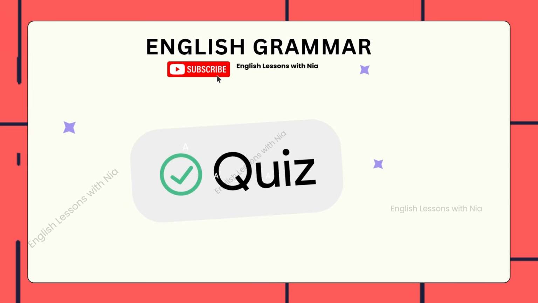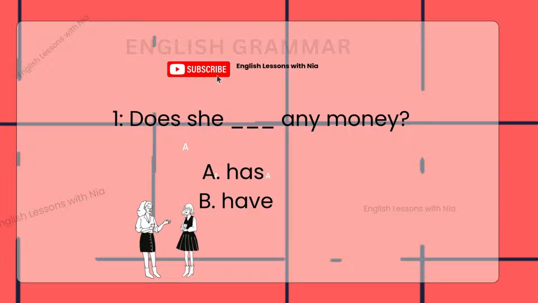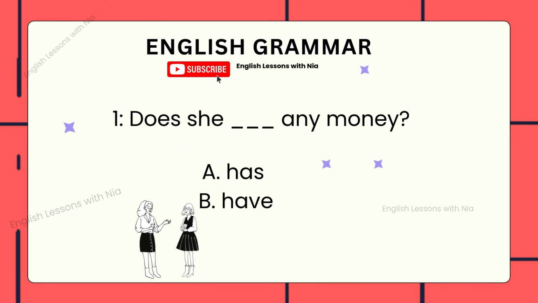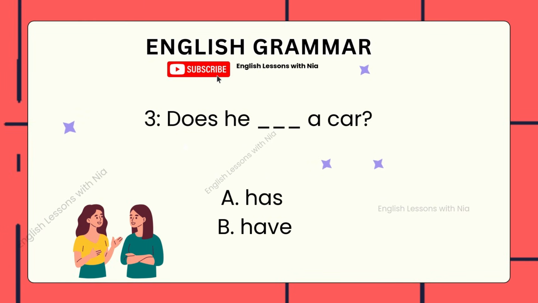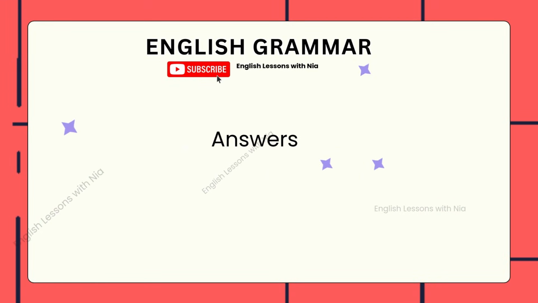Let's test what you've learned with a short quiz. Comment with your answers. Question 1. Does she have or has any money? Question 2. Yes, she, is it have or has? And question 3. Does he has or have a car? Type your answers in the comment section.